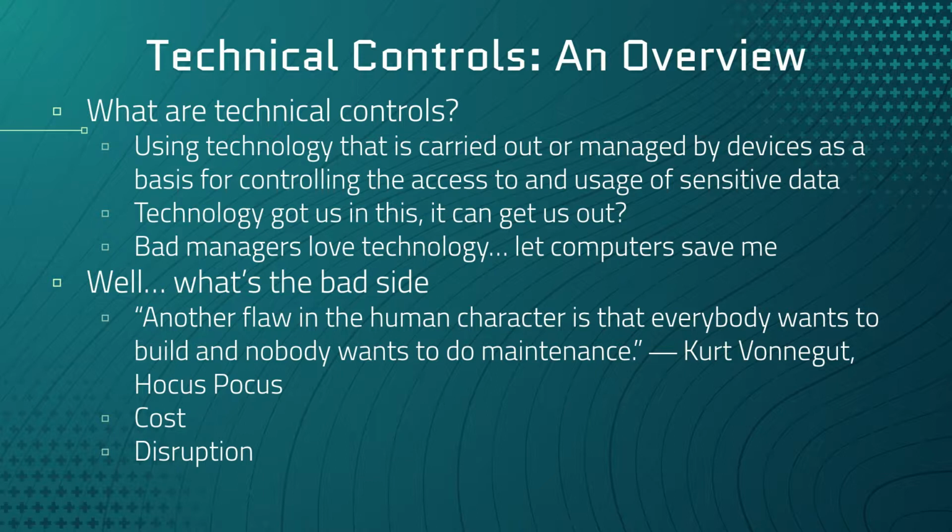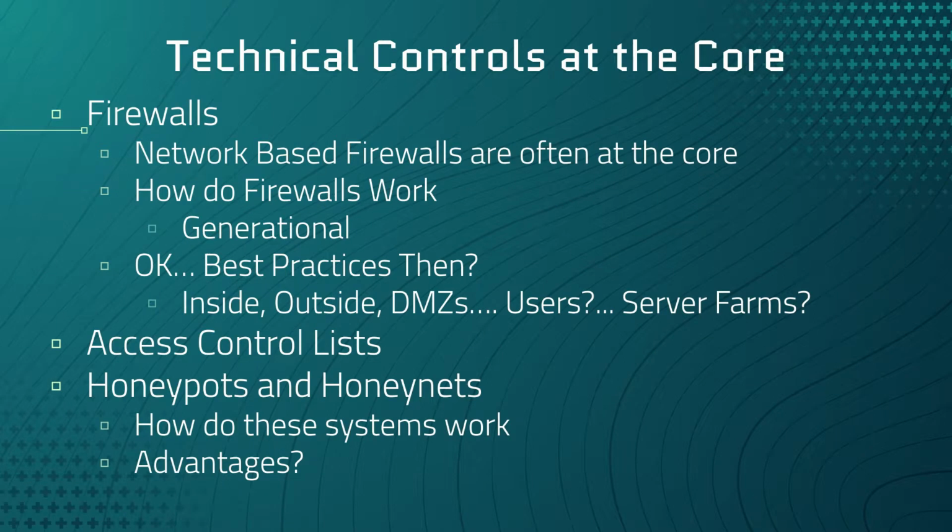Of course, cost is also a bad side. These things are going to cost us, and when we put in technology, there could be a disruption as well. All right, so let's talk about firewalls. We're going to talk a lot about network segregation. We're going to separate our users from the servers, and our servers that need to be contacted from the outside from our servers that should only be contacted from the inside and not allowed to be contacted from the outside. And it's going to be firewalls that do this.